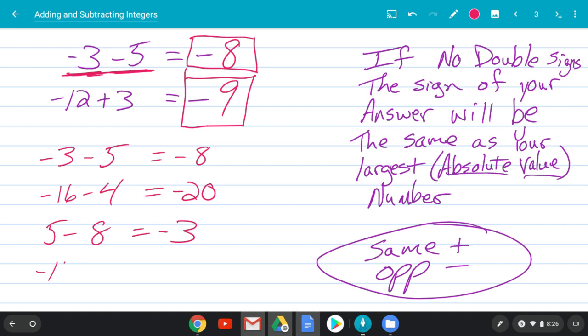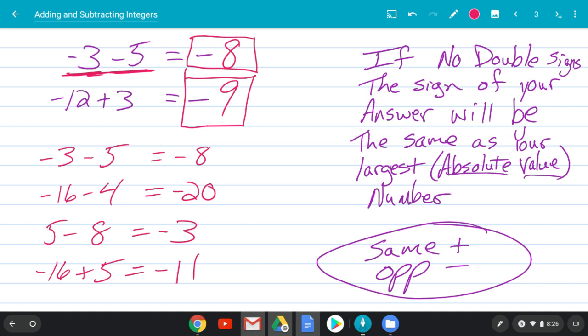Negative 16 plus 5. And everybody said? Negative 11. How do you know it's negative? Cam, how do you know it's negative? Whatever the sign of the bigger number is going to be the sign of your answer.